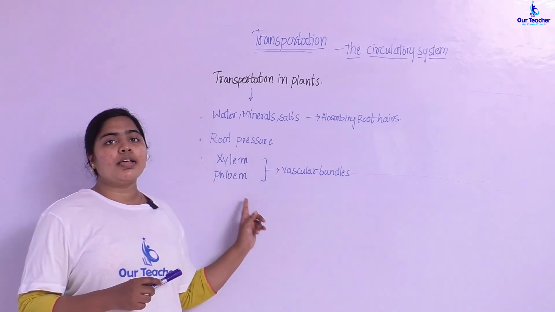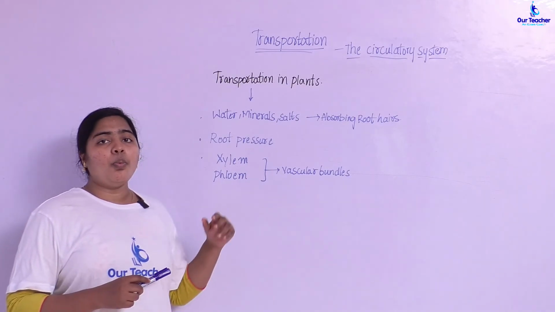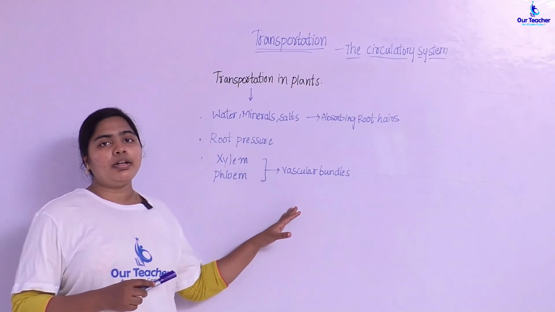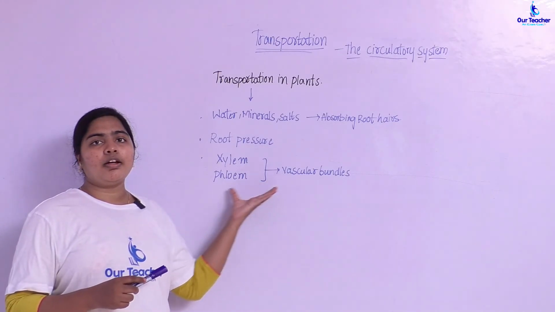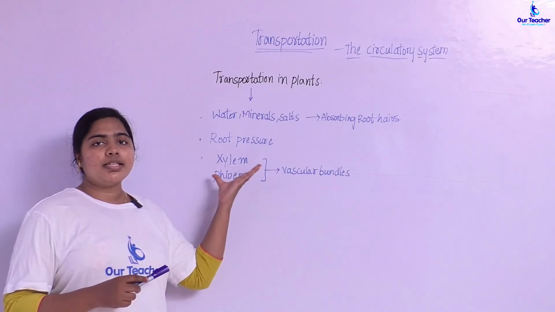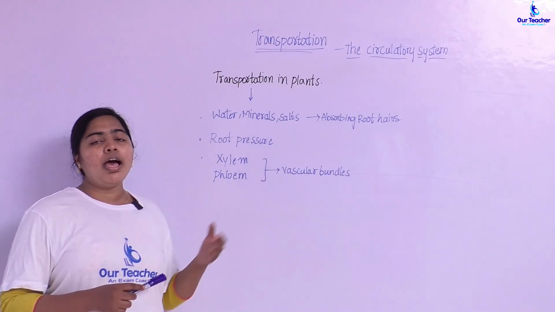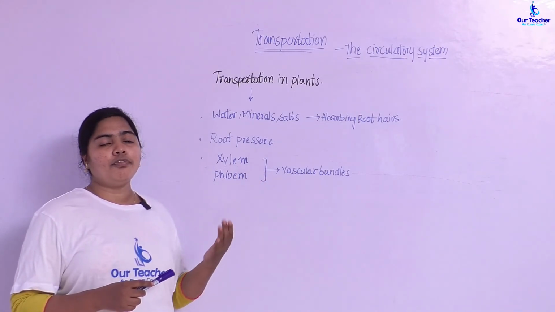And another one is that well developed plants contain vascular bundles. Vascular bundles are meant for conduction of water and food. In the vascular bundles, there are two types, xylem and phloem. Xylem is meant for conduction of water and phloem is meant for the conduction of food materials.